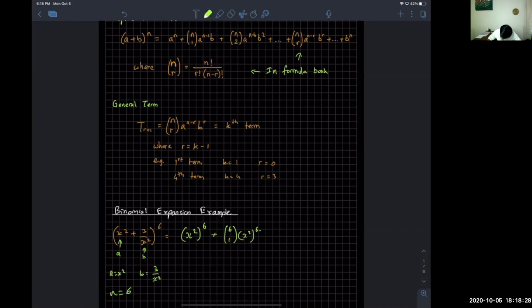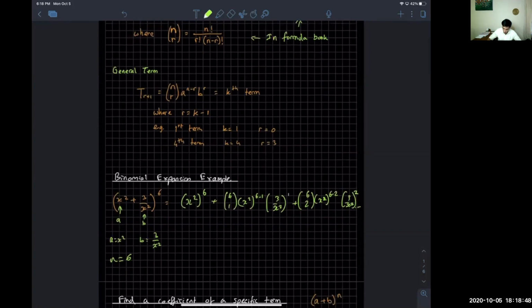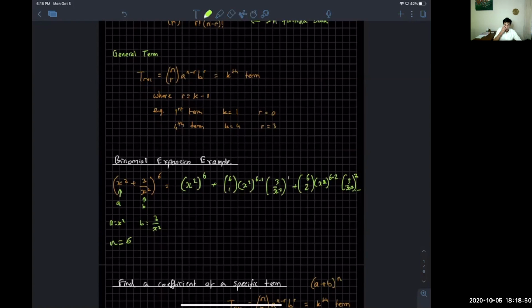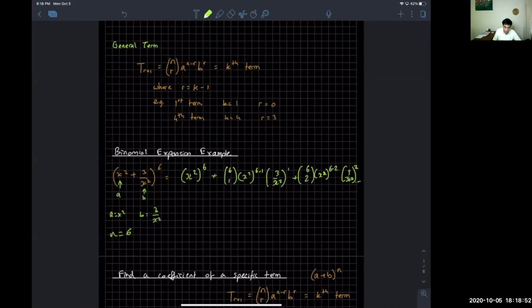to the power 6 minus 1, times b, which is 3 over x squared to the power 1, plus 6, 2, x squared to the power 6 minus 2 times 3 over x squared to the power 2. Okay, et cetera, et cetera. You just keep going from here. So this one's pretty straightforward.